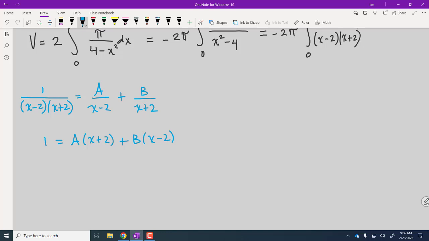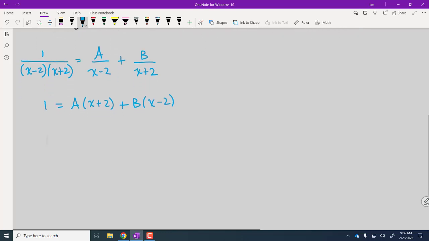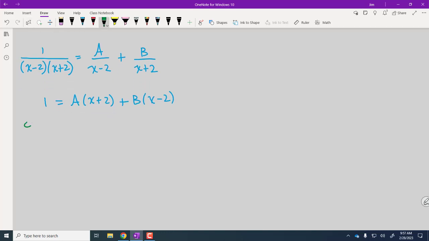Linear factors, usually it's a heck of a lot quicker to use convenient value method. So convenient value method, what are the two convenient values for this case? Minus 2 and 2. Right? They're the zeros of those factors. So let's go ahead and use those convenient values. So convenient values, we have x equals -2 and we have x equals 2.